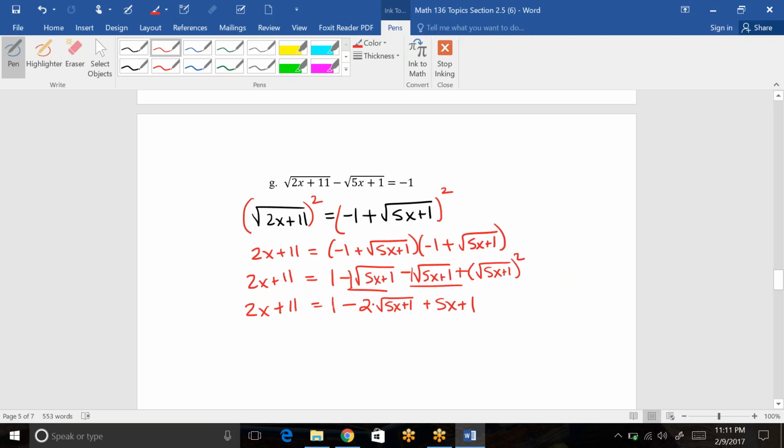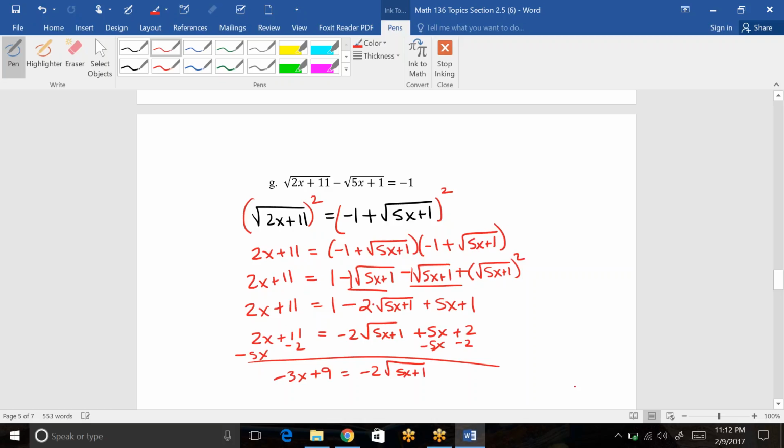Usually what I recommend for students is to move everything that's not attached to this radical over to the other side. So you might want to clean up this first by adding the ones together. This one and this one are both regular numbers. So I have -2 square root of 5x plus 1 plus 5x plus 2. So I'm going to subtract 2 over and subtract 5x. That makes this -3x plus 9 equals -2 square root of 5x plus 1.